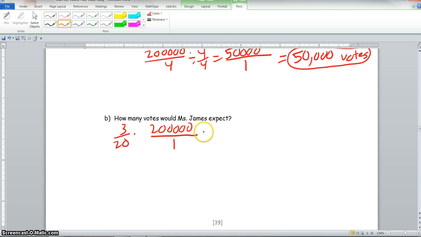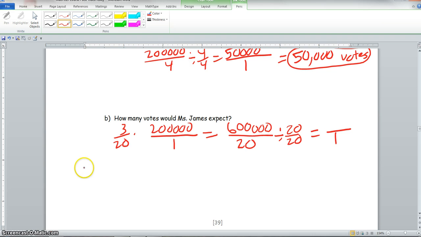Now we can multiply straight across. 3 times 200,000 is 600,000. And 20 times 1 is 20. Now if we look here with 600,000 and 20, the greatest common factor is 20. 20 divided by 20 is 1. Now we have 600,000 divided by 20.